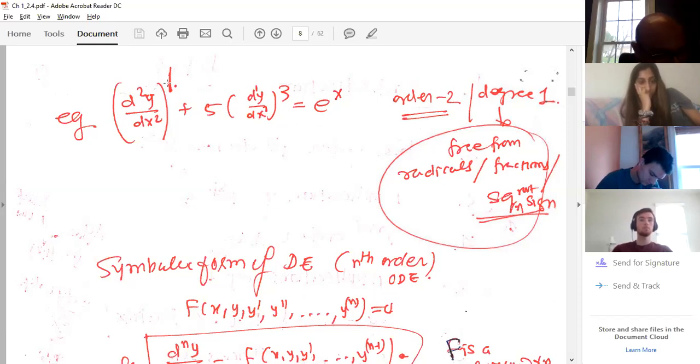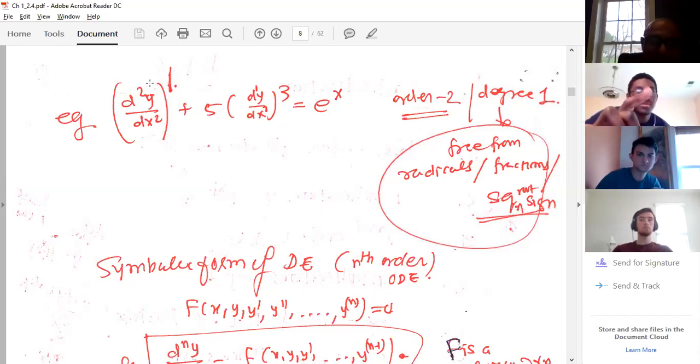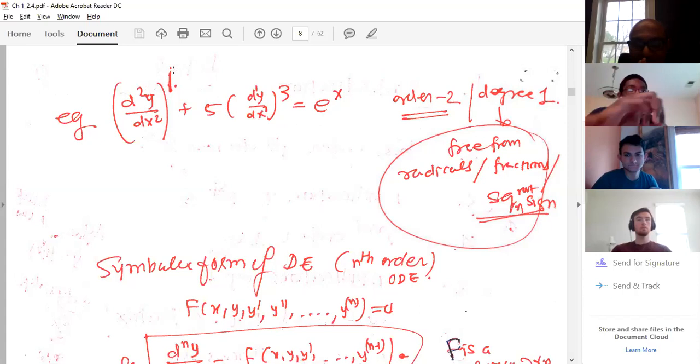Any doubt so far? No, sir. Can you explain why it's first degree again? Because you said the exponent is 1. Order is the highest derivative. Power of the highest derivative is degree. Okay.